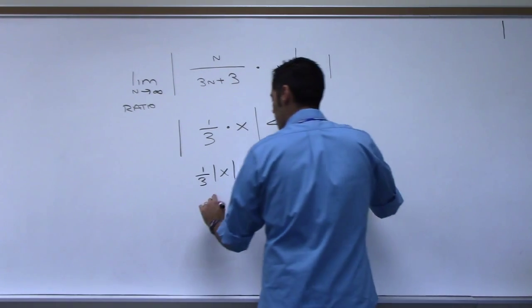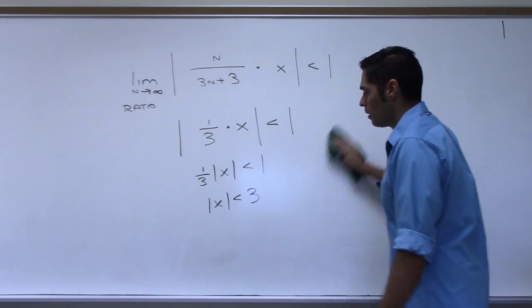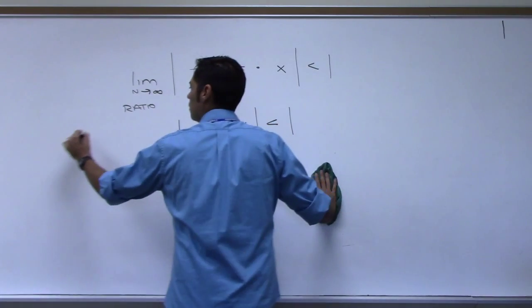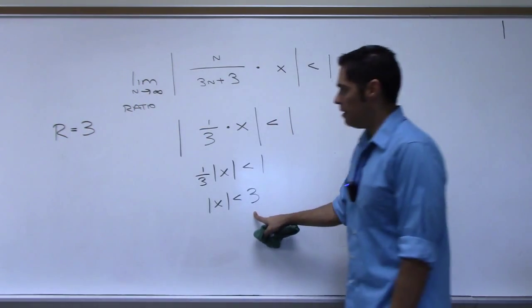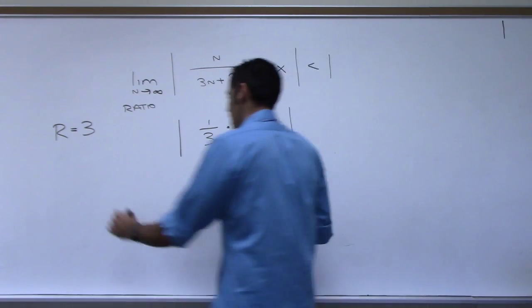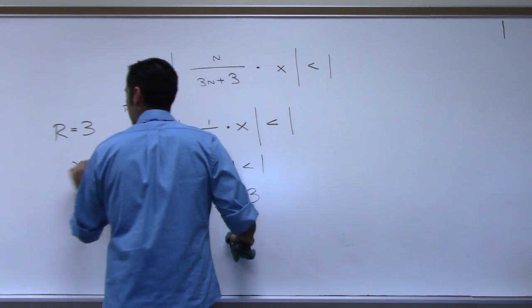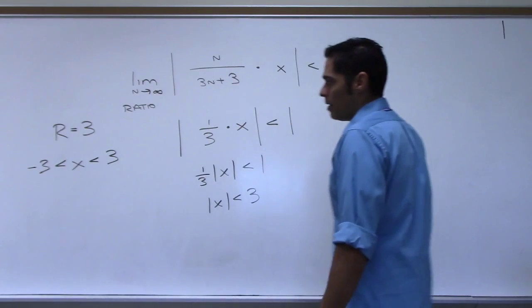So this is the same as 1/3 times the absolute value of x, because 1/3 is always a positive number. And now I multiply both sides by 3. Absolute value of x is less than 3. So my radius of convergence for this problem is 3. It's this number on this side. Now, what does this mean? It means that my interval of convergence so far, I know x must be less than 3 and greater than -3. The question is what happens at the endpoints.